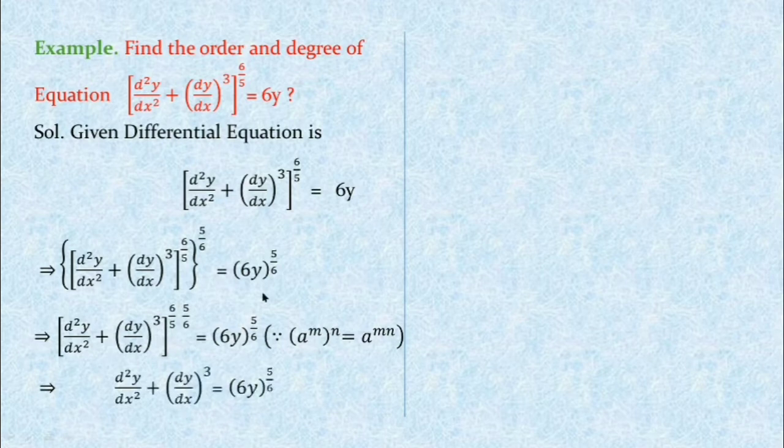Okay. Now this is a polynomial form, because what is the exponent of this d²y/dx²? That is 1, a positive integer. What is the exponent of this dy/dx? 3, a positive integer. The exponent for y and for x need not be an integer. Only for the derivatives we should make it a positive integer. So the above equation is in polynomial form.